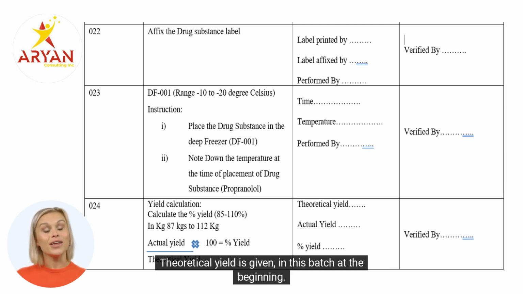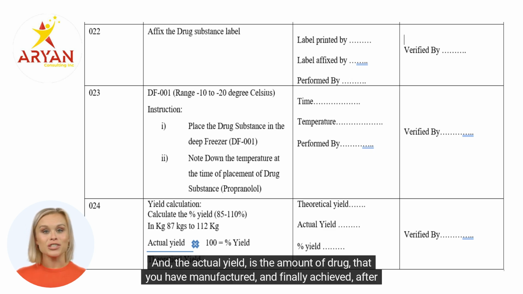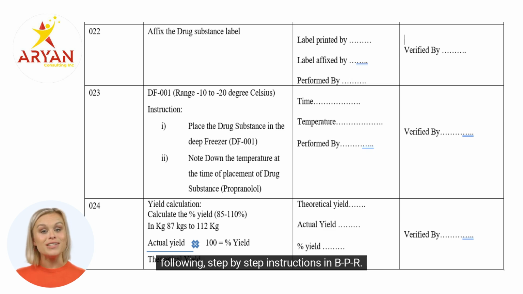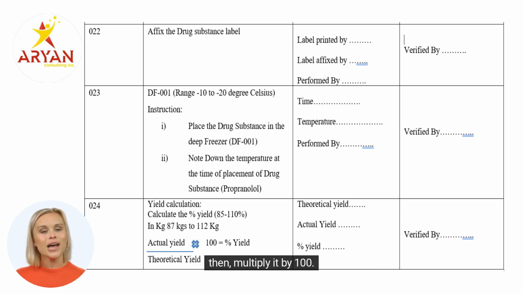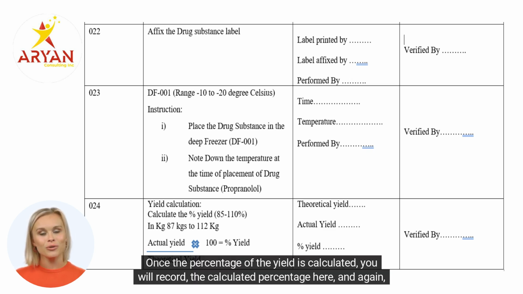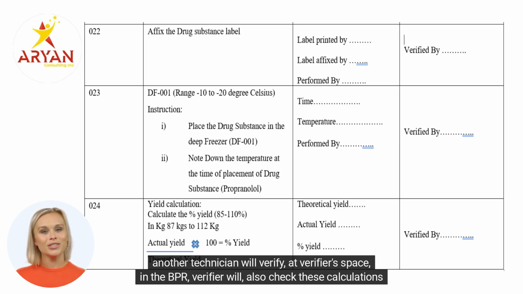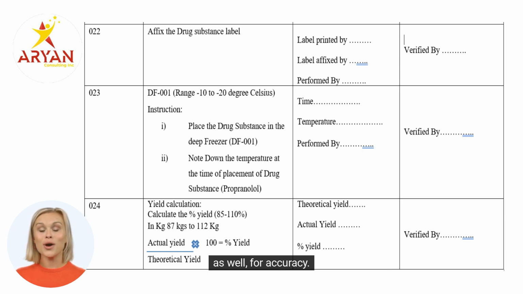Theoretical yield is given in this batch at the beginning, and the actual yield is the amount of drug that you have manufactured and finally achieved after following step-by-step instructions in the BPR. So now you will take the actual yield that you have and divide it by the theoretical yield and then multiply it by 100. Once the percentage of the yield is calculated, you will record the calculated percentage here, and again, another technician will verify at the verifier's space in the BPR. The verifier will also check these calculations for accuracy.